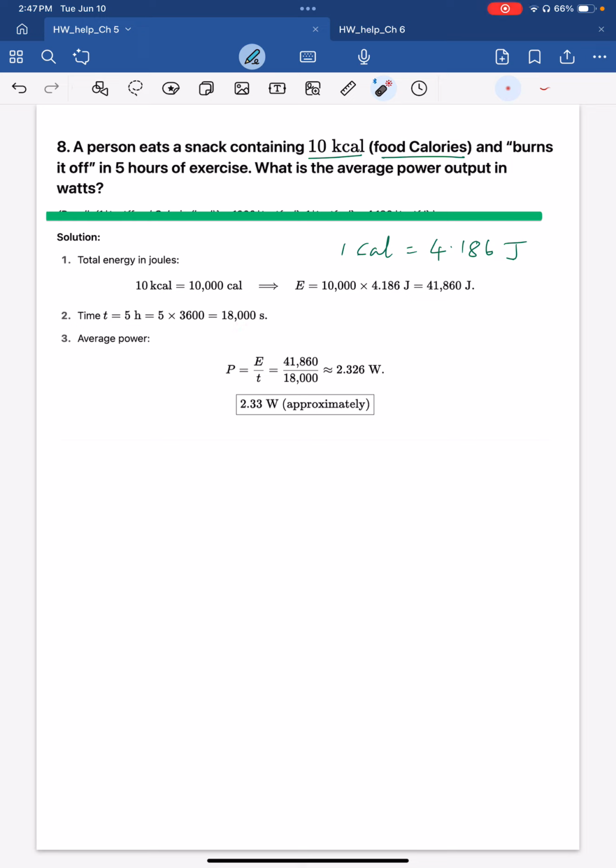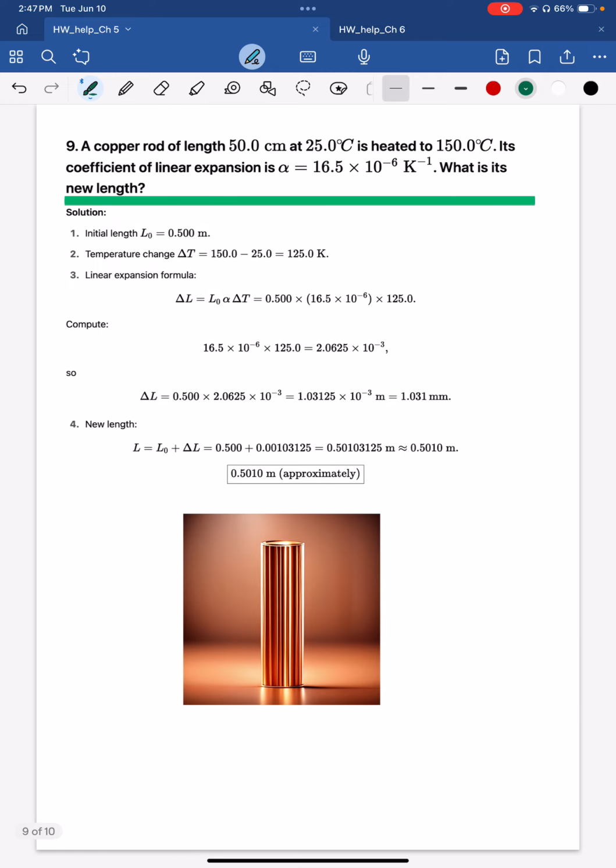So now you have both quantities. Power is energy over time. That's the energy divided by the time. Okay, so in proper units, right? Remember, this is in joules, this is in seconds. So you get 2.326, which is 2.33. All right.